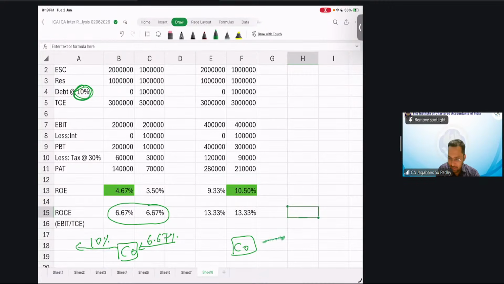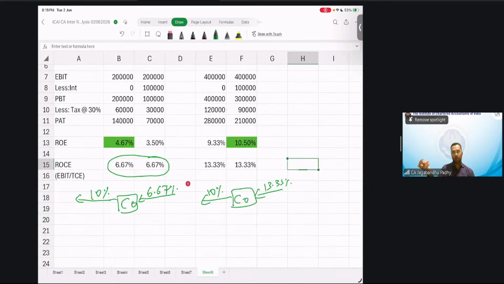But in the second case, you find that you are earning 13.33% and what you have promised is 10%. So this is something which is favorable. In the first case, you are getting 6.67% and you have promised that you will pay 10%. So the difference of 3.33% is going to come from the pockets of your equity shareholders. So it is the equity shareholders who are going to be at a loss.